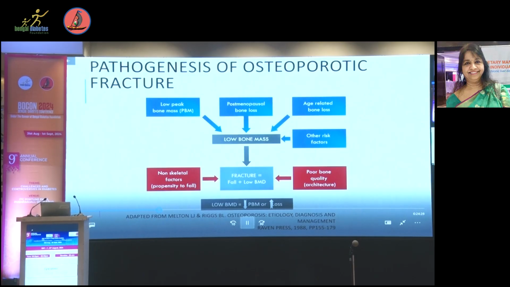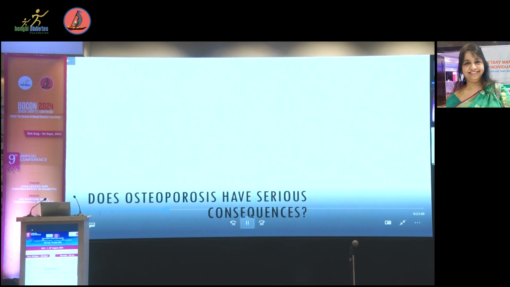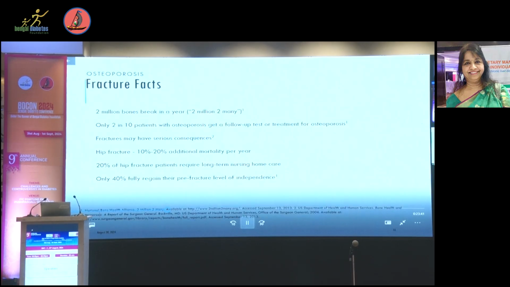So if you take the pathogenesis of osteoporotic fractures, there are so many things: postmenopausal bone loss, age-related bone loss, other risk factors we have talked about, starting with low peak bone mass, poor bone quality, and non-skeletal factors like propensity for falling. Someone who has dizziness or hypoglycemic episodes is more likely to fracture. So this all contributes finally to a fall and a fracture. This fall is a very important thing, because if one does not fall at all, chances of fracturing are less unless they sustain heavy trauma, and there are vertebral fractures happening.